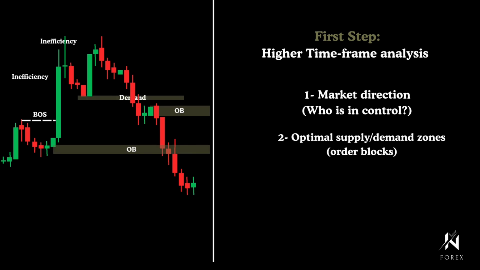However, since it fails to break the previous structure, this area qualifies as a demand zone. Later, the price breaks below that demand zone, confirming that supply has regained control. Another inefficiency appears, along with a structure break, allowing us to mark a new order block. This zone would present a solid short entry, with the next unmitigated order block serving as our target.